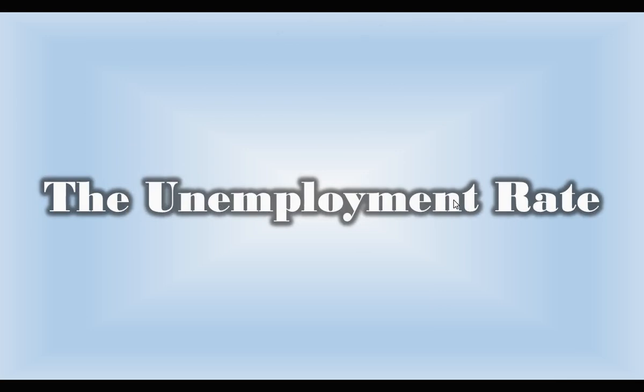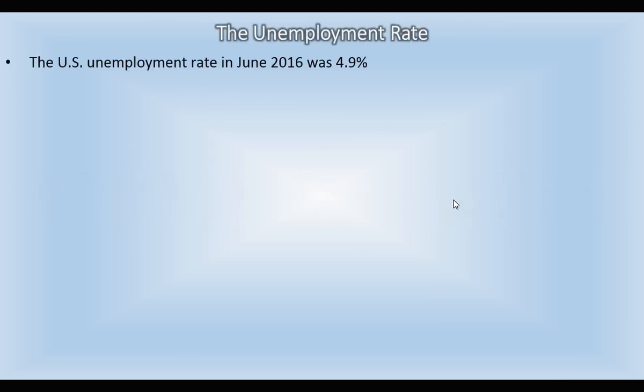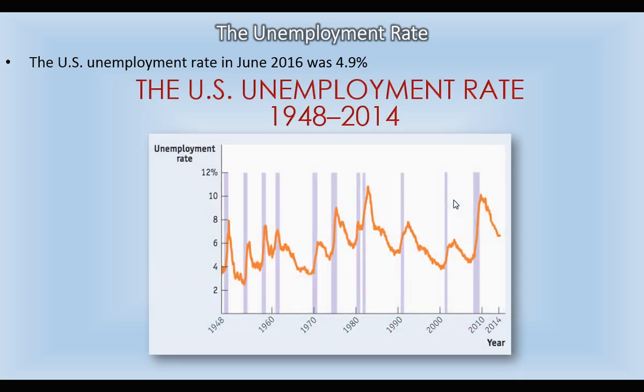All right, so let's talk about the unemployment rate. The U.S. unemployment rate in 2016 was 4.9% in June of 2016. Here is the unemployment rate tracked from the post-World War II era, 1948, through 2014. These bars represent contractions of the economy, so recessions. Remember, there were 4 stages of the business cycle, which are short-run fluctuations in the economy. We have expansions, peaks, recessions, and troughs.